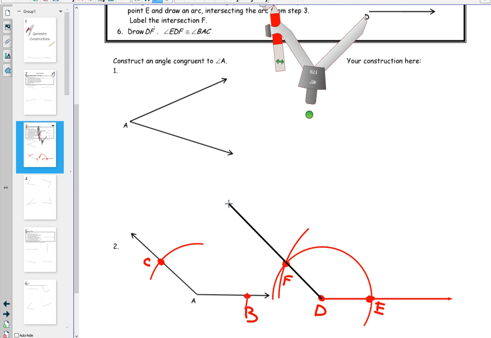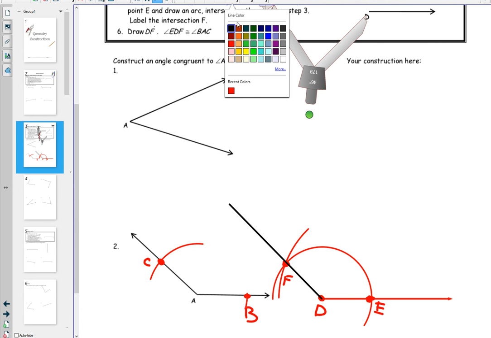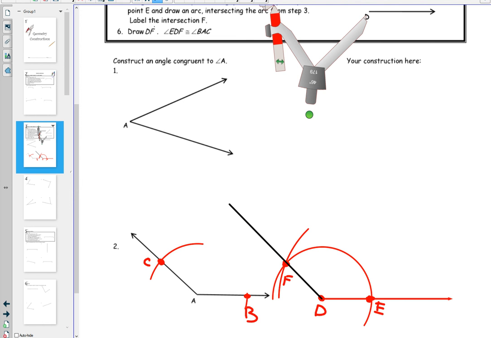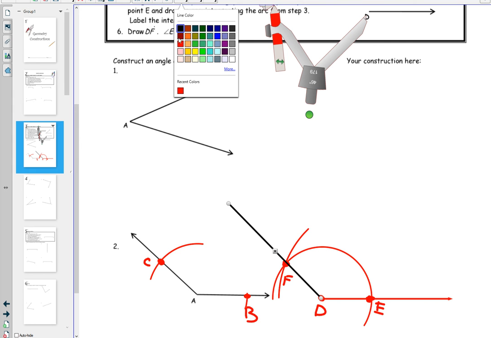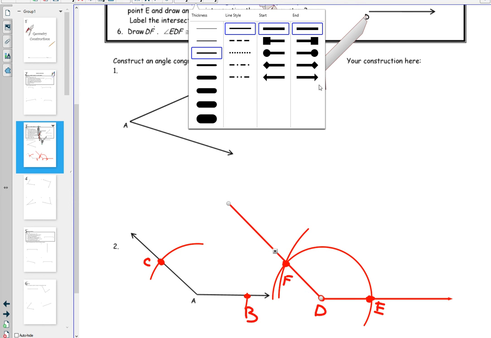The color's off or whatever. That's not okay.